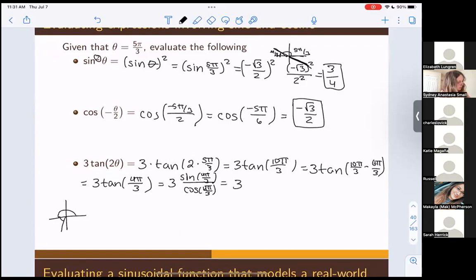which is just 3 times the sine of 4 pi thirds, from our unit circle, which is negative root 3 over 2, and the cosine of 4 pi thirds is negative 1/2. So when we do that division, it is 3 times negative root 3 over 2 divided by negative 1/2. So it's negative root 3 over 2 times invert and multiply, negative 2 over 1. The 2's cancel and the negative signs cancel, so we're just left with square root of 3. So this is just 3 times the square root of 3. So your final answer is 3 root 3.